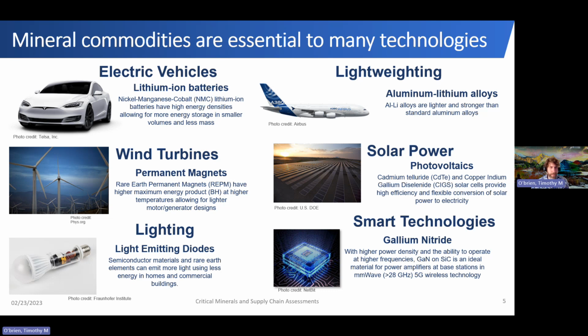Many people at this talk are going to be familiar with the fact that mineral commodities are essential to the many technologies that we use today. That includes the lithium, nickel, manganese, and cobalt that go into EV batteries for electric vehicles, as well as the lithium that gets added to aluminum to make aluminum alloys stronger for lightweighting purposes. And then there's the always hot topic, rare earths, which are important for rare earth permanent magnets that go within our EV motors, as well as wind turbines.